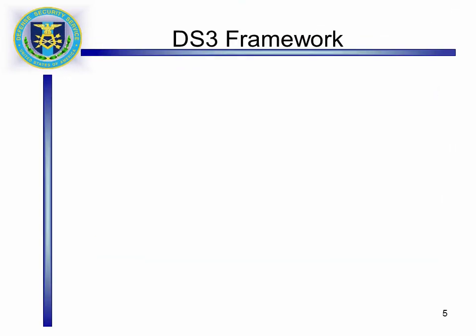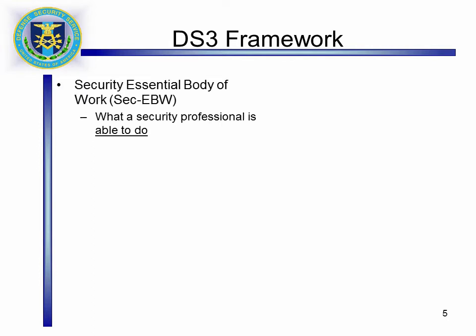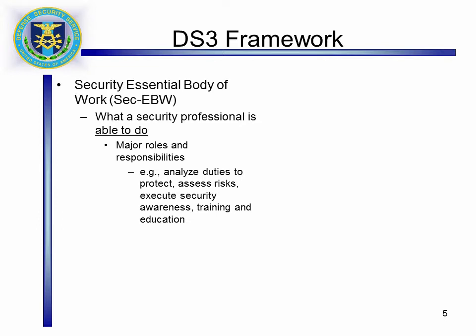Now let's look at how the DS3 is composed. The DS3 is framed by what a security professional needs to know and needs to be able to do. It is broken down into 2 primary sections: the Security Essential Body of Work, or what a security professional is able to do, which covers the major roles and responsibilities, such as analyze duties to protect and assess risks, etc., and includes the major tasks critical to carrying out the roles and responsibilities of the security practitioner.